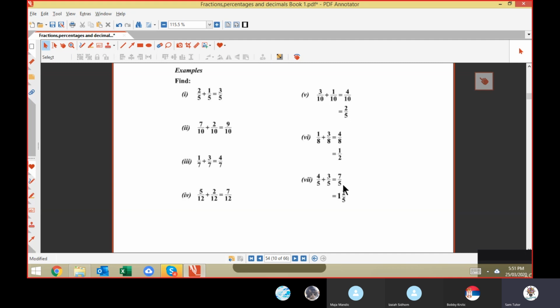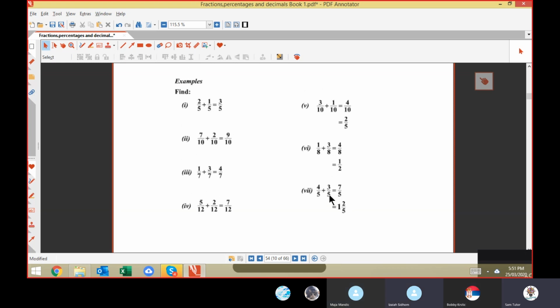7 over 5. How many times does 5 go into 7? 1, remainder 2 over 5. Why would you do that? Well, imagine the question said, please simplify this and write your answer as a mixed numeral. Are you allowed to leave it as 7 over 5? No, so you have to actually convert. If the question didn't say anything, it just said add, then the answer would just be 7 over 5. Does that make sense?